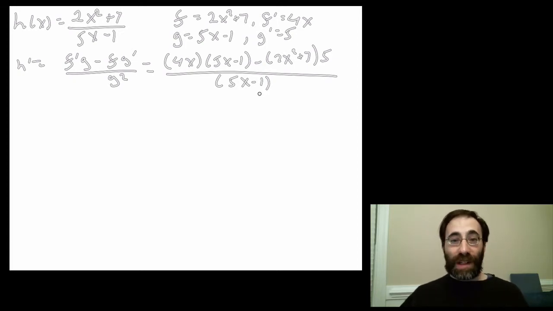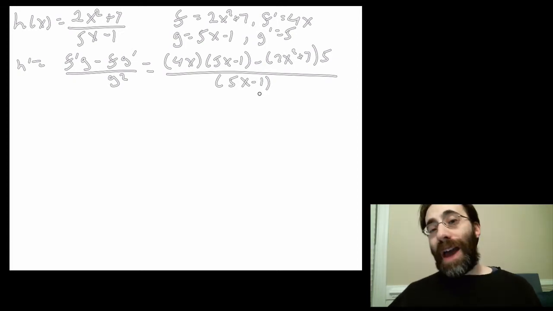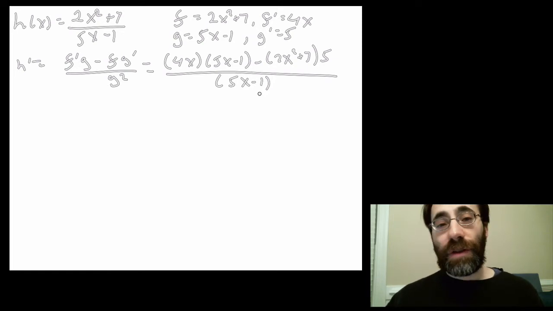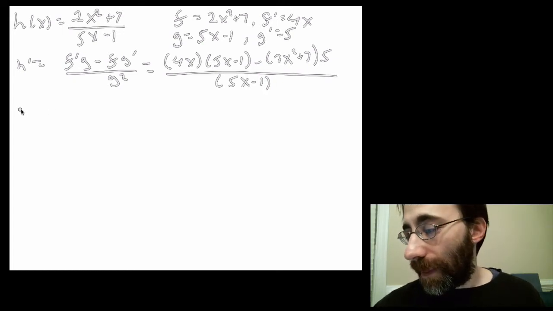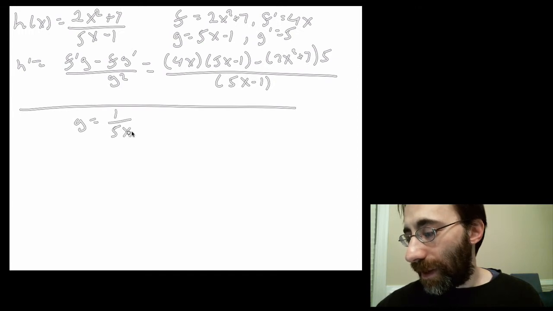If you can remember the quotient rule, that's probably fastest. If you can't remember it, don't fear. You can do this whole thing again using the product rule. Get the same answer, as we'll go check right now. Same f as before, but now g is going to be 1 over 5x minus 1.